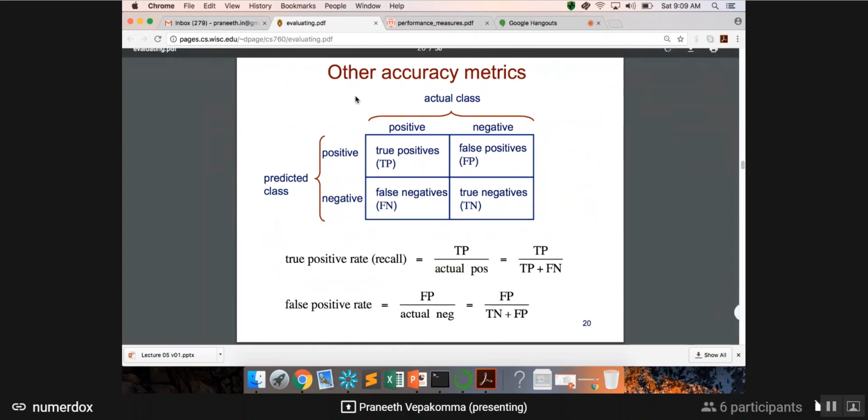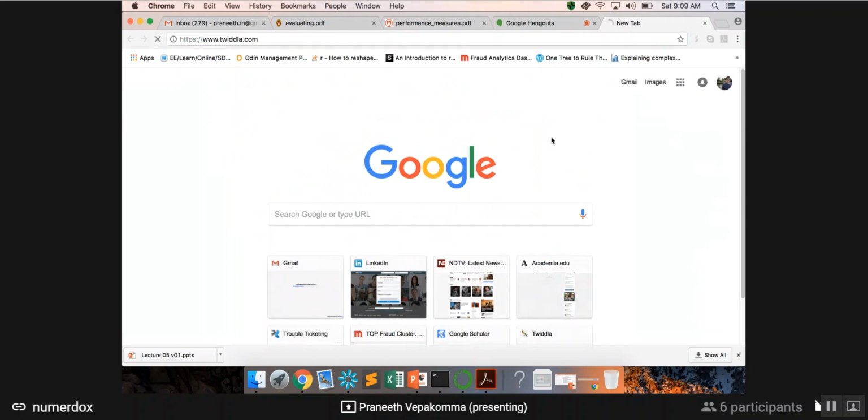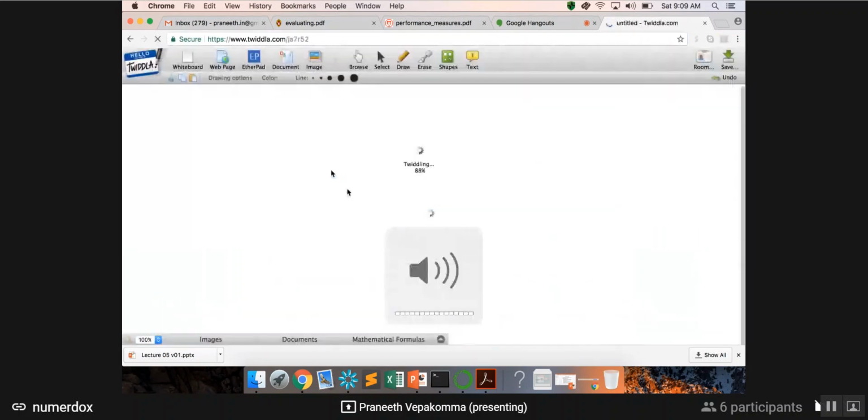Here, as we said, every technique has some internal parameters. Most techniques basically do not predict 0 or 1 directly. Let me draw this. Any questions? Feel free to interrupt.